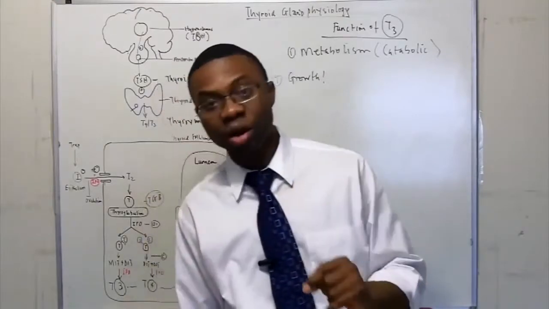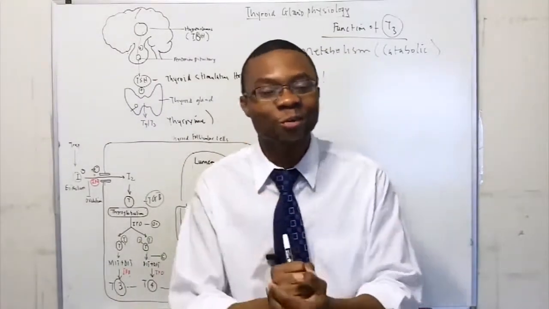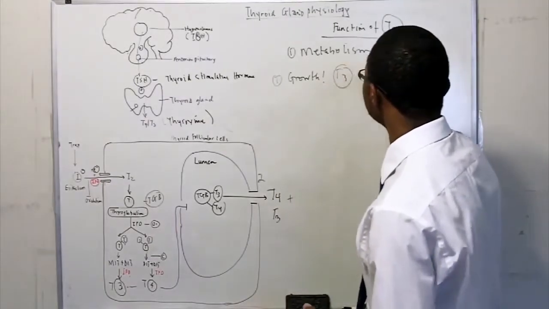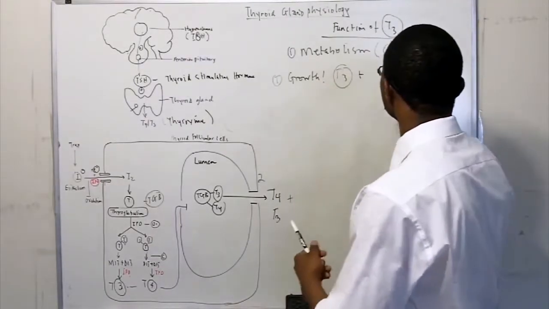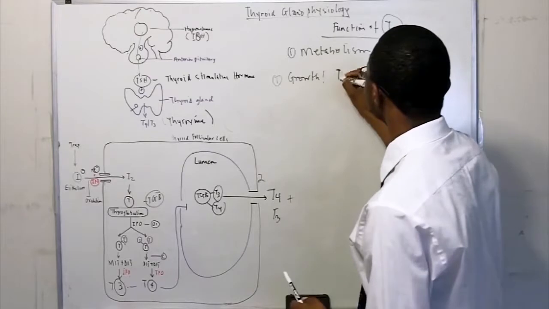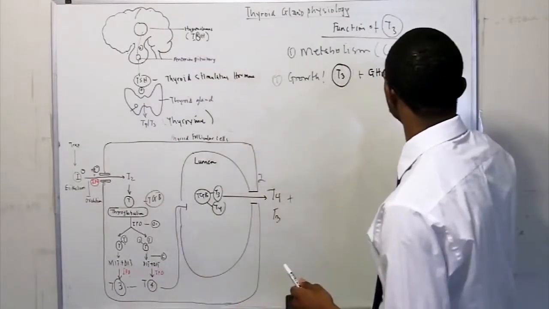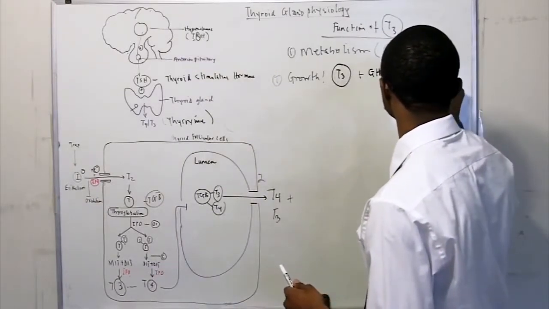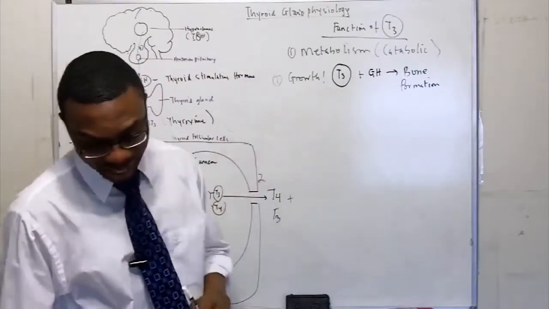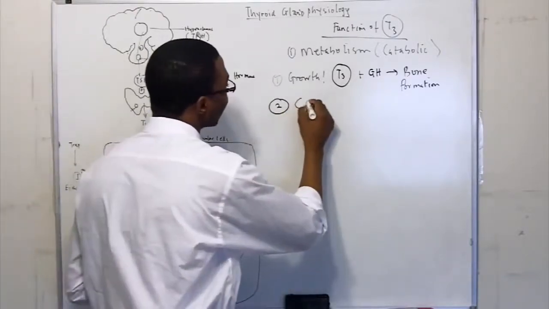Now, it's important that you know that thyroid hormone is going to synergistically bind with the growth hormone. And what does the growth hormone do? It allows you to grow. So T3 is always hanging out with growth hormone so that you can grow. That is needed for growth. What do we need to grow? Bone formation. That's extremely crucial.